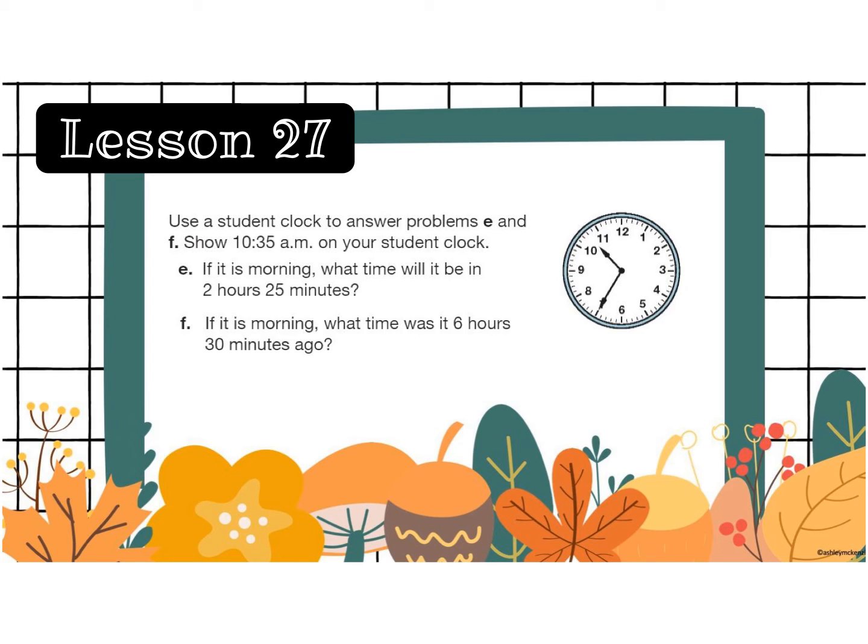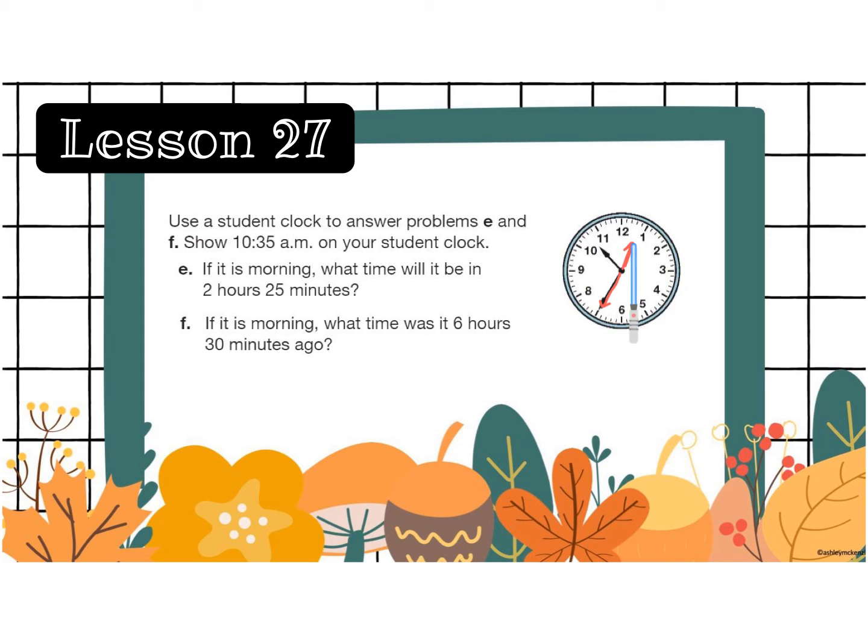We're going to show 10:35 right here. Okay, this clock is showing 10:35. If it's morning, what time will it be 2 hours and 25 minutes later? So I'm going to do 2 hours later. What time would it be if I just went 2 hours later? It'd be 11:35 1 hour later, or 12:35 for 2 hours later. But it's not just 2 hours, it's 2 hours and 25 minutes. So 2 hours later, I'm at 12:35. So I need to go 25 more minutes. So 5, 10, 15, 20, 25.